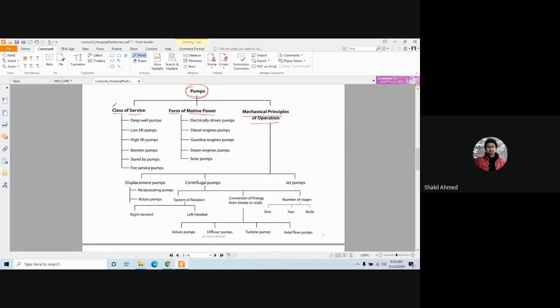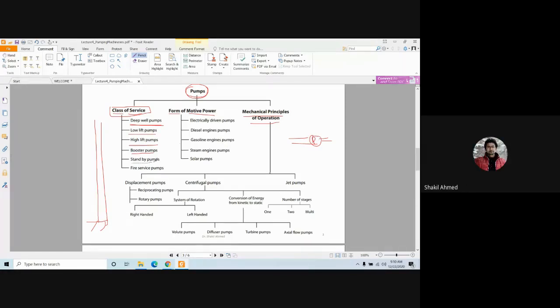First of all, class of service. If we divide them, we will get deep well pumps, which extract water from a deep tube well, from a deep aquifer. Then there are low lift pumps, high lift pumps, and booster pumps. If you have low pressure in a pipe, you can apply a booster pump to increase the pressure. Is it clear?